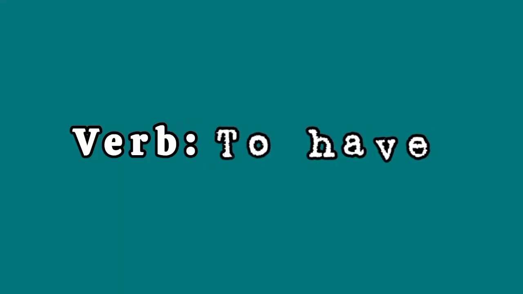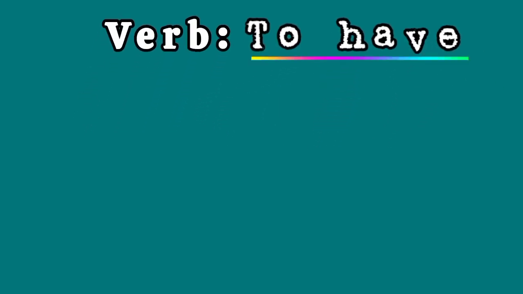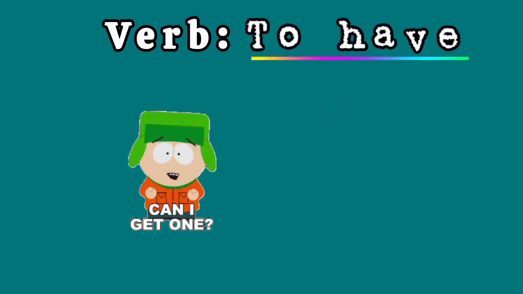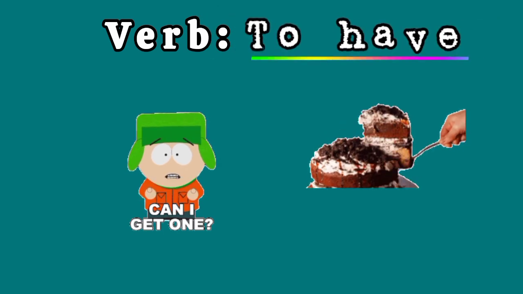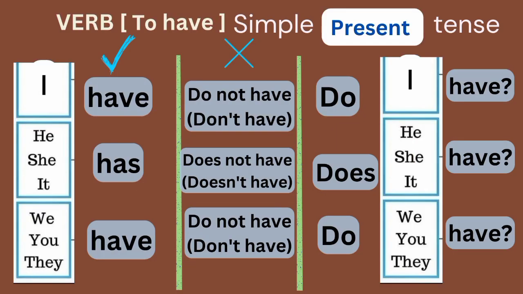The other most important word in the English language that you will use quite often is the verb to have. Can I have a piece of cake? Yes, you can have a piece of cake. Woo! Let us now learn how to use the verb to have in the simple present, simple past, and in the simple future tense.